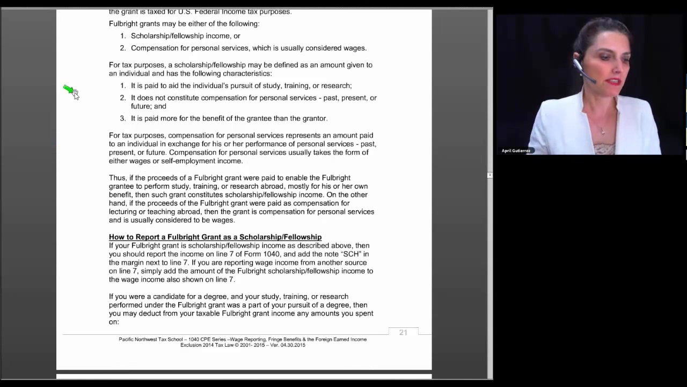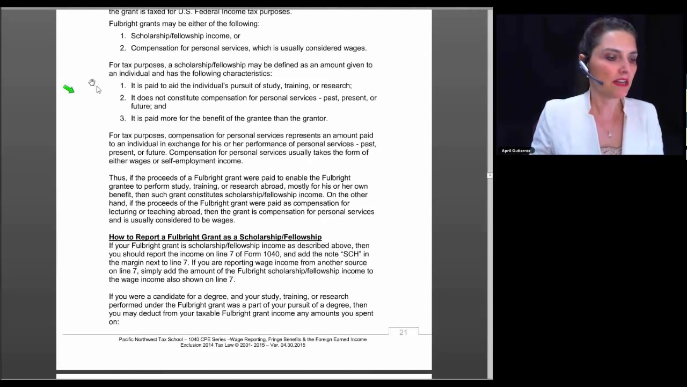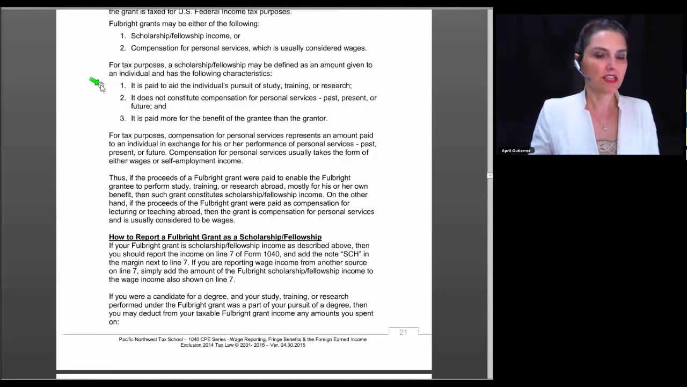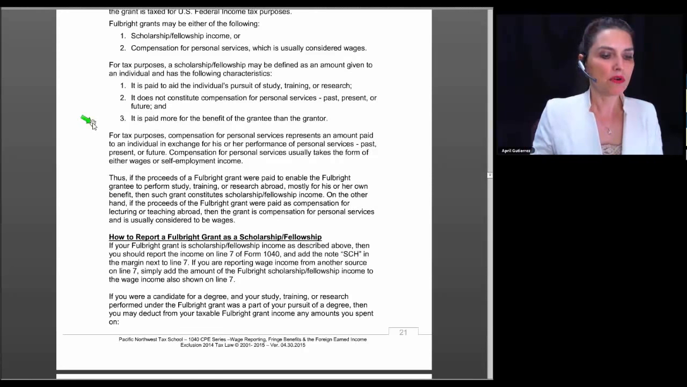For tax purposes, a scholarship or fellowship can be defined as an amount given to an individual that has the following characteristics. It is paid to aid the individual's pursuit of study, training, or research. It does not constitute compensation for personal services past, present, or future, and is paid more for the benefit of the grantee than the grantor.